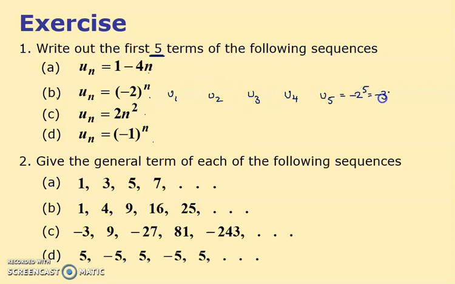If you do that on your calculator, you get negative 32. Do that for all of them, 5 terms for each. And then also, I want the general term for these. So some will be obvious, some will be less obvious. I will pause the video if I was you, give yourself some time, and then restart the video. It will take you a good 5 minutes, I reckon, to do that.